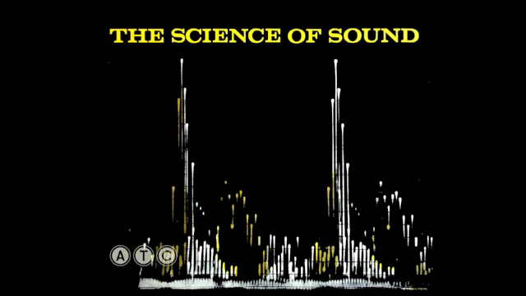The corresponding pressure variation is only about 0.0002 dynes per square centimeter. That's less than 1/1000th normal atmospheric pressure. You see, then, your ear is extremely sensitive.